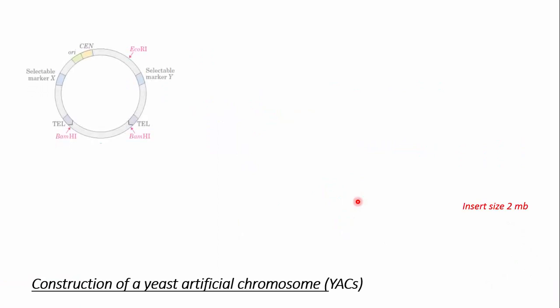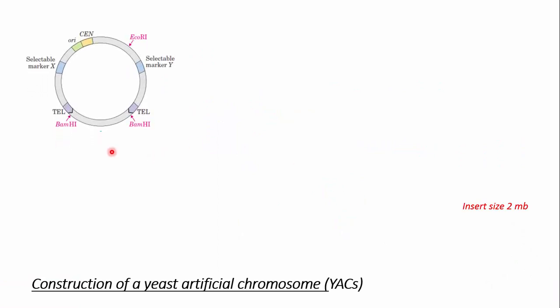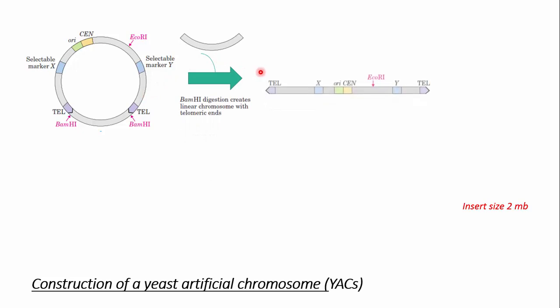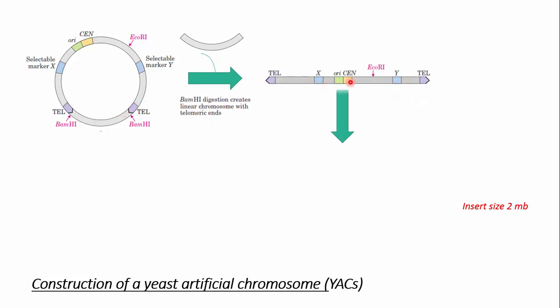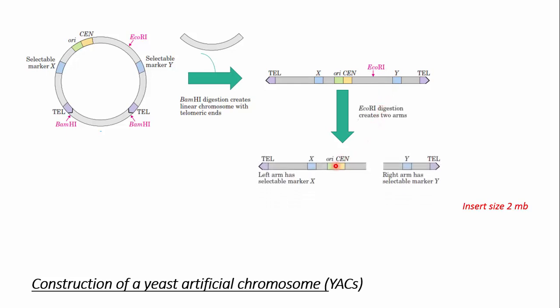So let's see how we can construct a yeast artificial chromosome. Here you can see our YAC vector. First we cut the YAC vector at BamHI sequences and it removes a large DNA fragment flanking the region of telomeres, and our circular vector becomes linearized. Then again we restrict it with the EcoRI restriction enzyme at the cloning site. EcoRI digestion then creates two arms. The left arm has selectable marker X while the right arm has selectable marker Y.